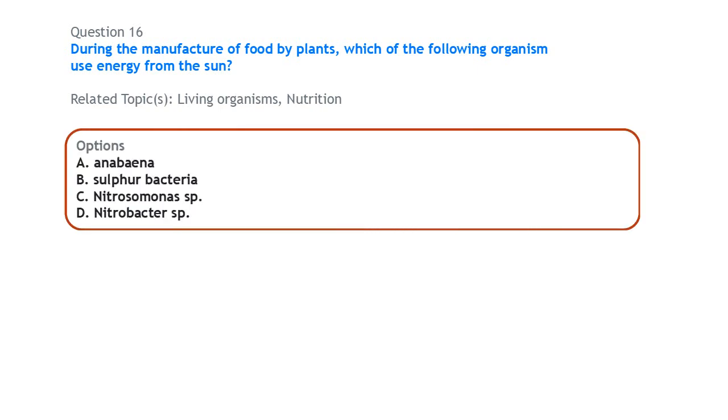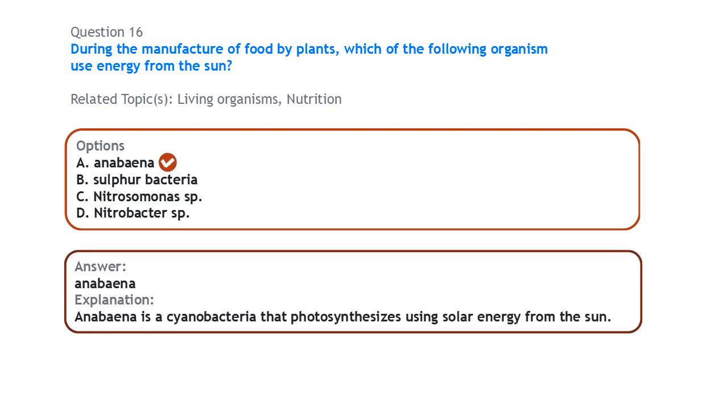Next, on nutrition, during the manufacture of food by plants, which of the following organisms use energy from the sun? The Anabaena is a cyanobacteria that photosynthesizes, that is, it uses solar energy from the sun to manufacture food.